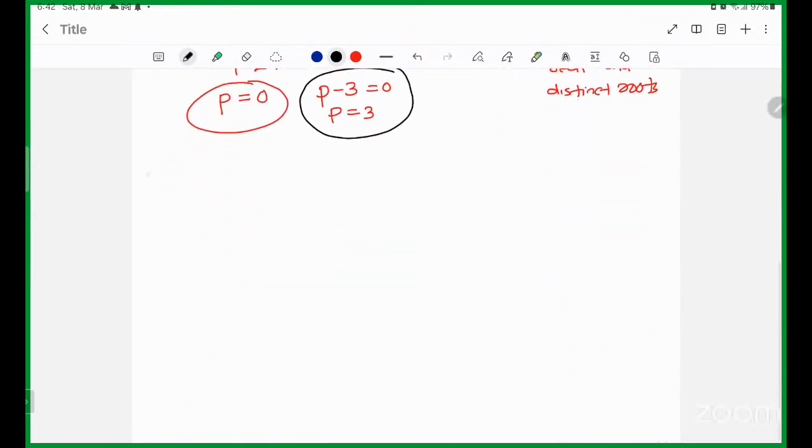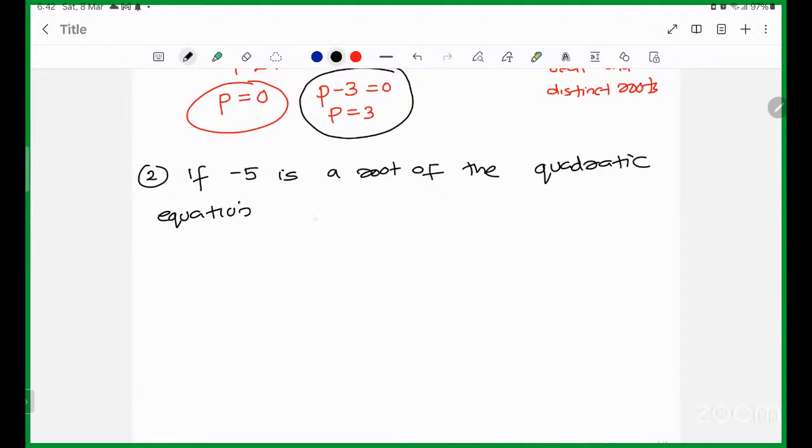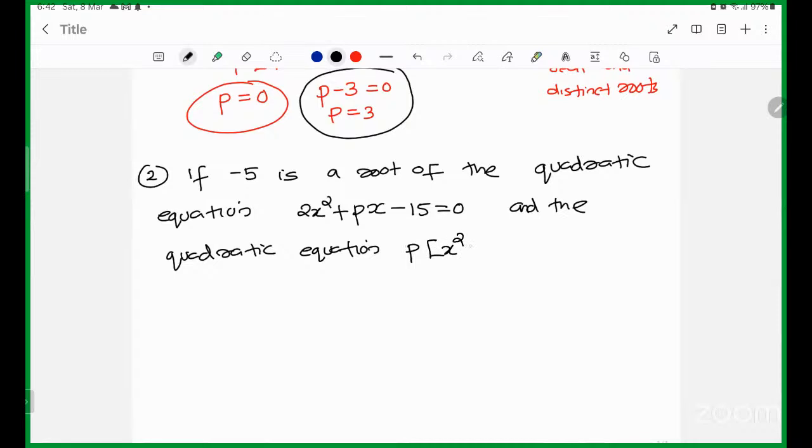Another question. If minus 5 is a root of the quadratic equation 2x square plus px minus 15 equal to 0, and the quadratic equation p into x square plus x plus k equal to 0 has equal roots, find the value of k.